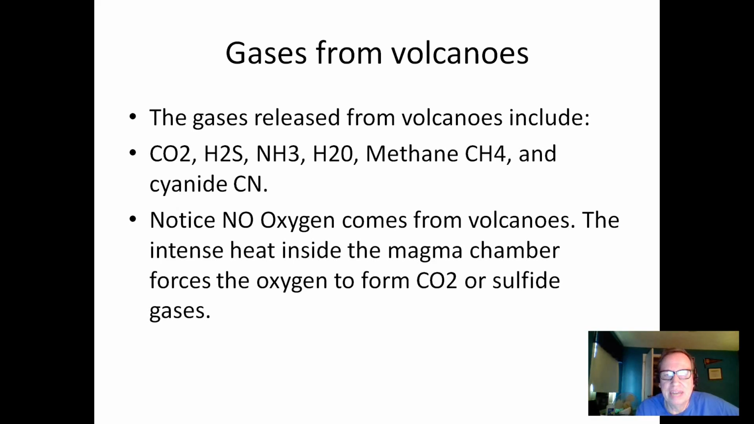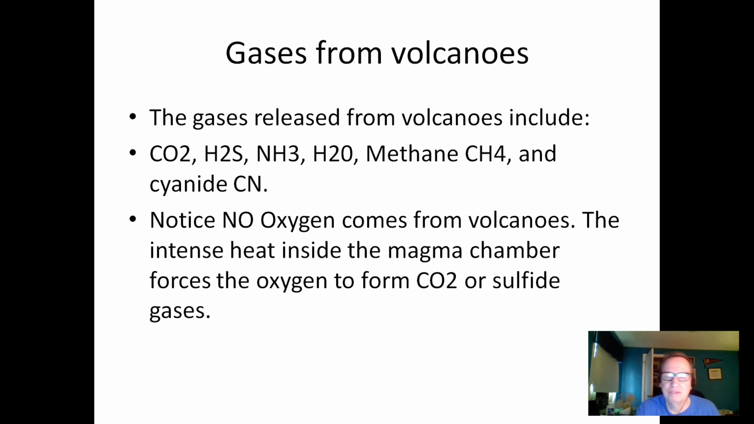Let's talk about gases that come out of volcanoes, and we briefly mentioned this when we were talking about the atmosphere unit. So the main gases that come out are carbon dioxide, hydrogen sulfide, ammonia, H2O in the form of high pressure steam, the explosive gas methane, and cyanide, a deadly poison. This is why not many organisms like living around volcanoes. It's pretty dangerous to live there, not just because of the magma, but because of the gases that are produced.